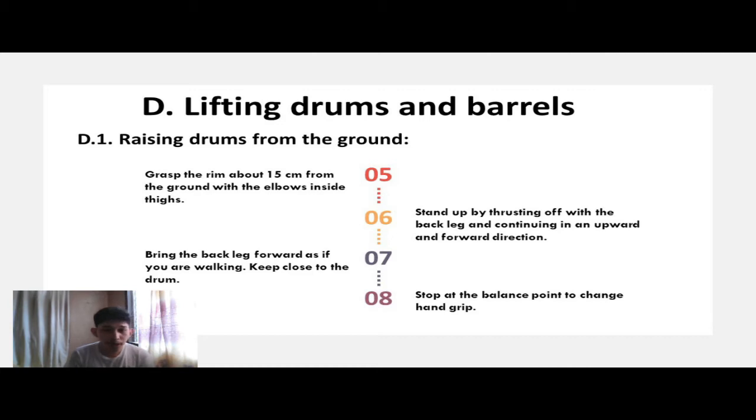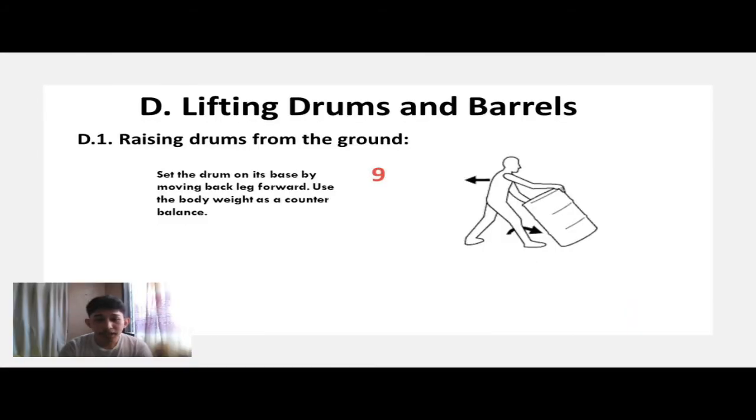And the next one is to stop at the balance point to change hand grip. The last step that you have to do to be able to raise the drum from the ground is what you can see on the figure. You have to set the drum on its base by moving back leg forward. Use the body weight as a counterbalance.